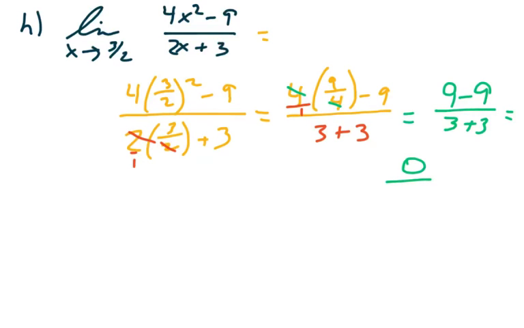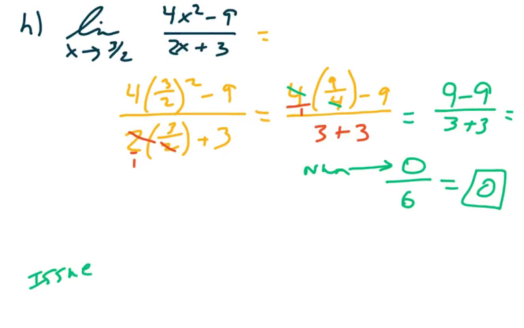So we get 0 over 6. Now this is just 0. Remember, if your 0 is in the numerator, that's okay. Your answer is just 0. The only time it's an issue is when the 0 is in the denominator.